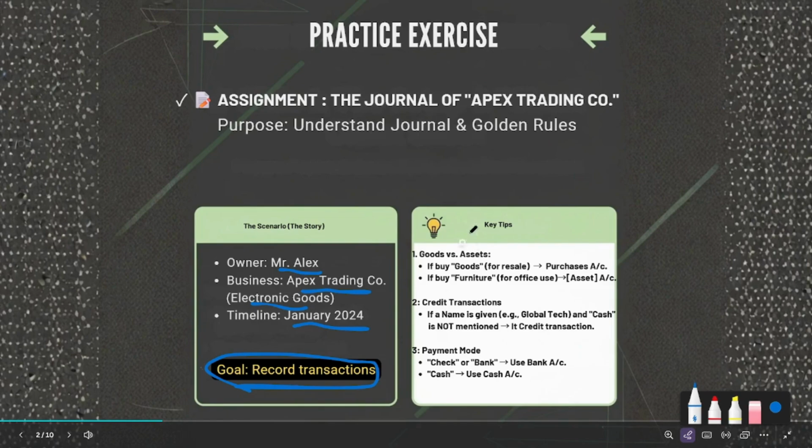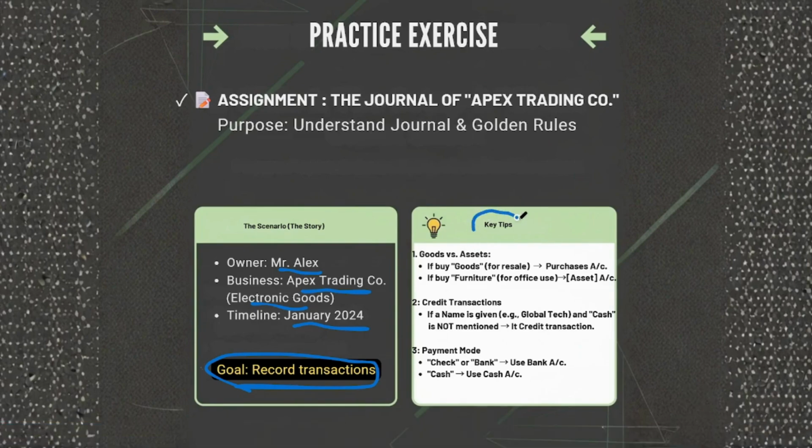Now, before we touch the numbers, look at the key tips on the screen. These are the traps where students usually get stuck, so let's clear them up right now. Tip number 1, goods versus assets. If Mr. Alex buys electronics to resell, that is a purchase account. But if he buys a chair to sit on in the office, that is an asset account. Do not mix them up.